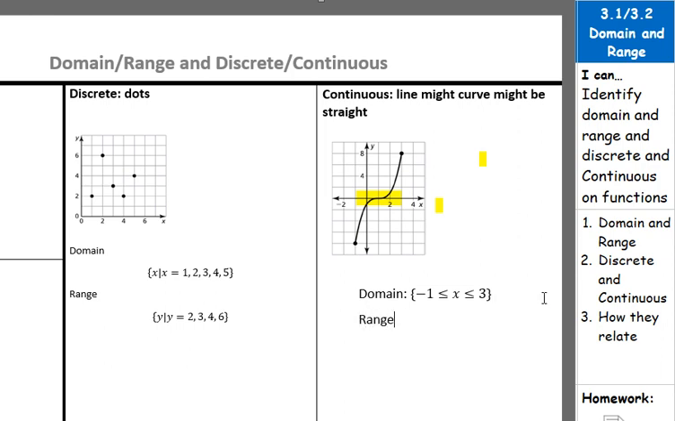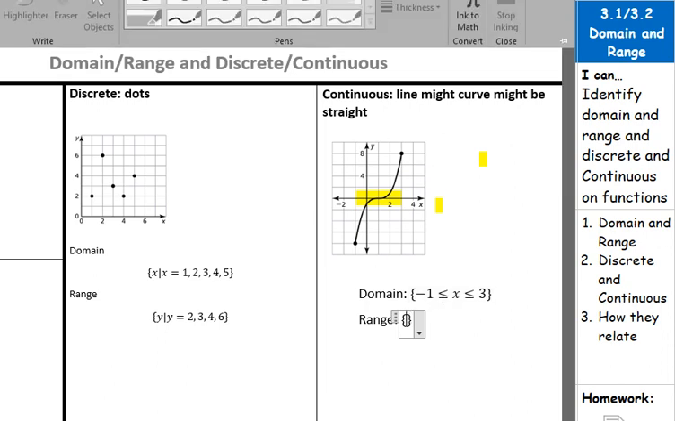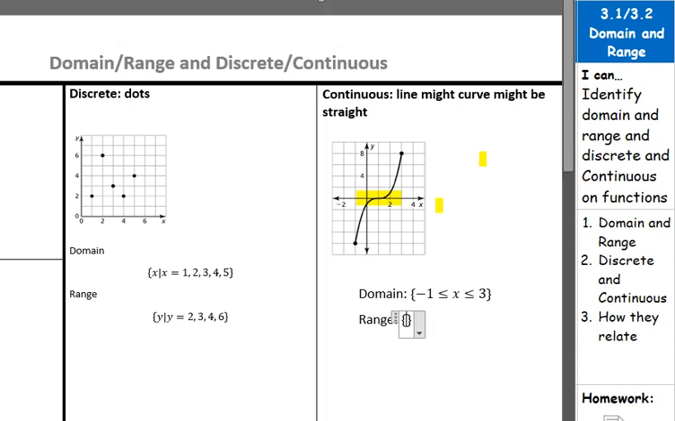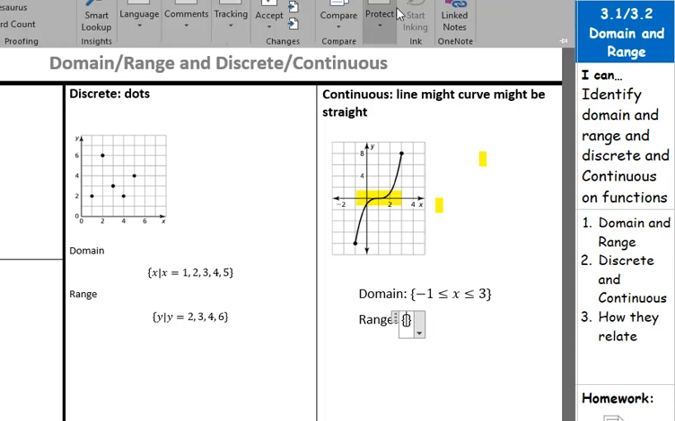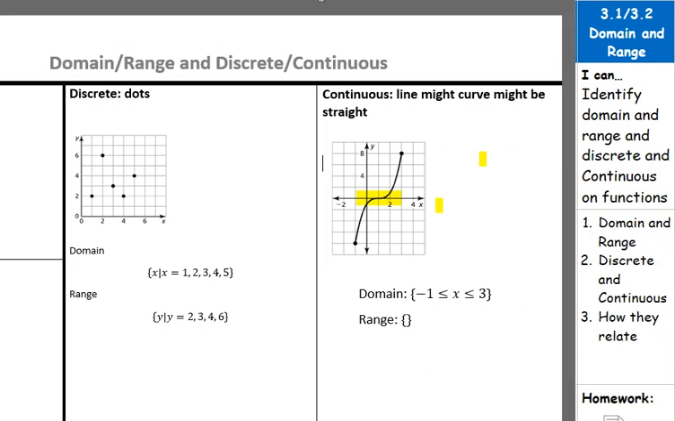Now for the range. The range always deals with the y values. My y values start way up here. There's nowhere I could go even higher than 8, all the way down to here, which is -1, -2, -3, -4.